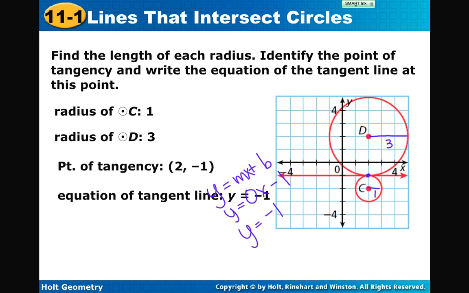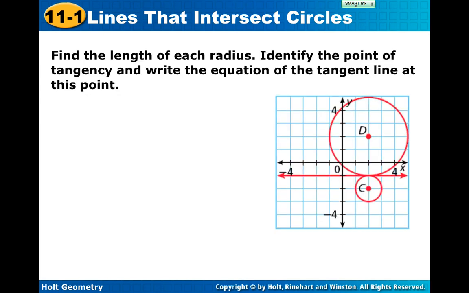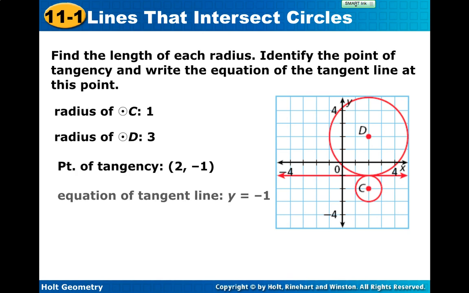Okay, I think we need to try a second one. I didn't have a second example. I was thinking I did. Okay, any question on that equation of the line or any part there? Can you see that that line is tangent to both circles? It touches each circle just at that one point.